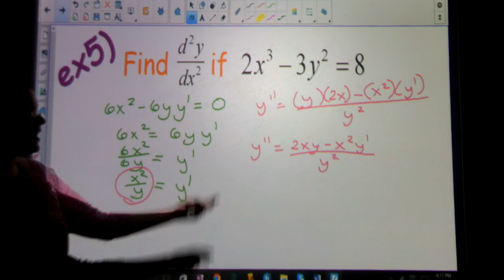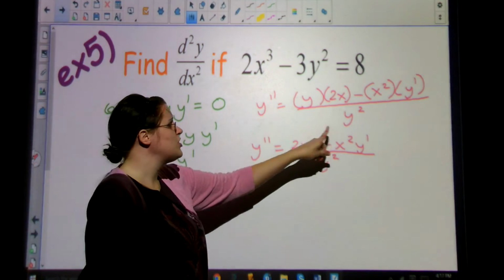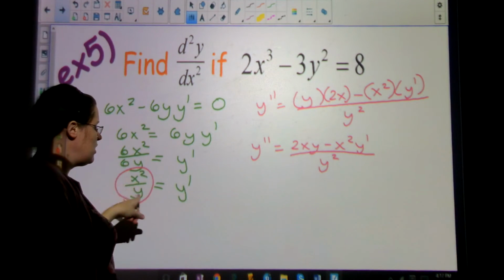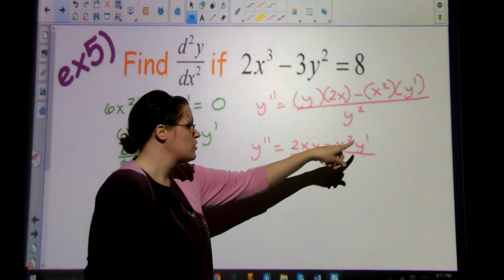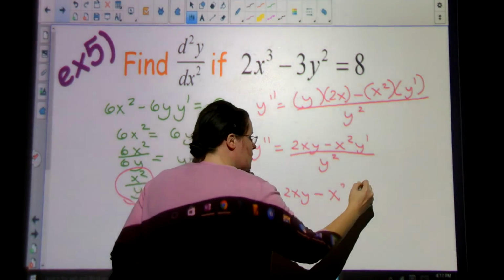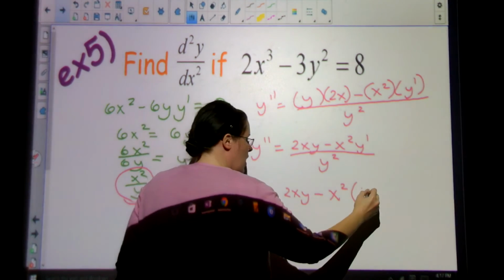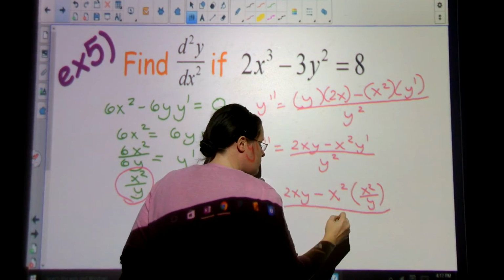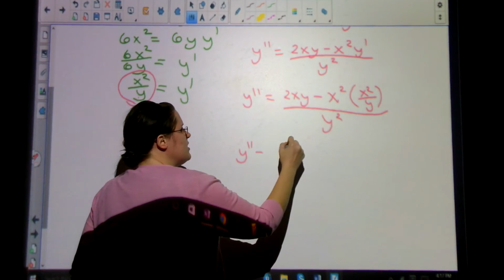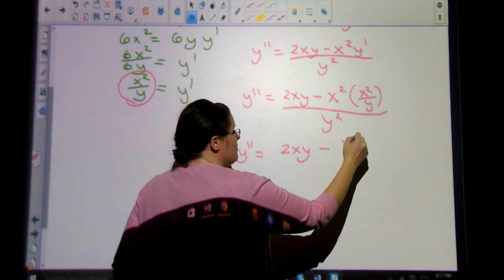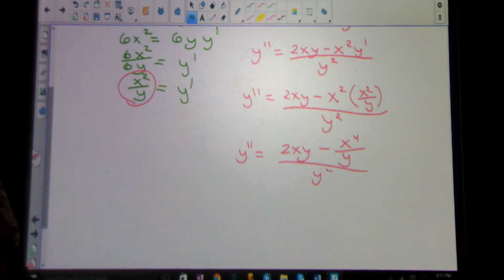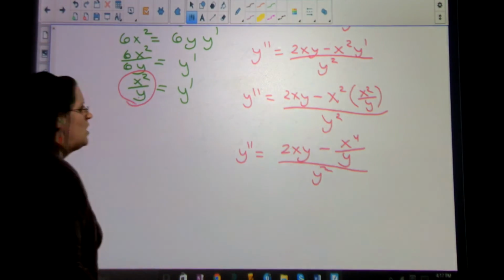Now this is what I'm talking about here. I do have my second derivative, but it has to be in terms of only x and y. No y prime. So what I'm going to do is substitute in: this whole thing equals y prime, so plug it in. So y prime equals x squared over y. Clean that up just a tad. Like I said, I need to get messy. This one actually is a pretty clean one, believe it or not. It's a square. Okay.